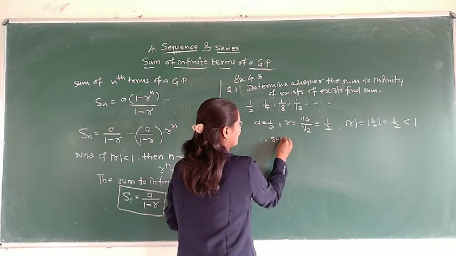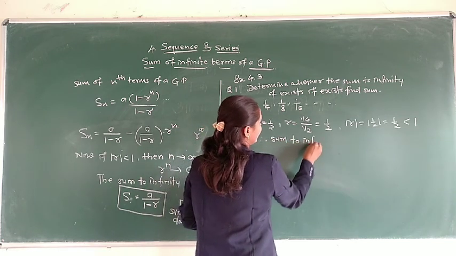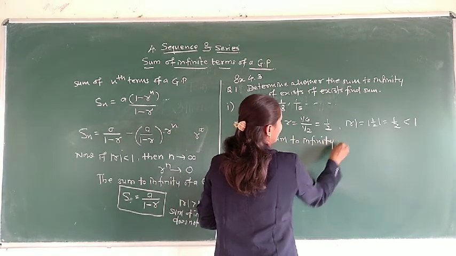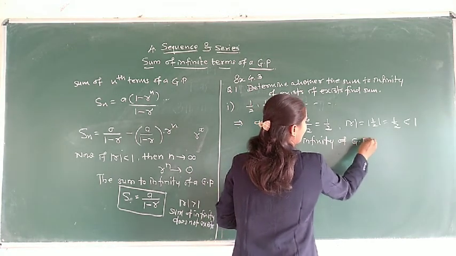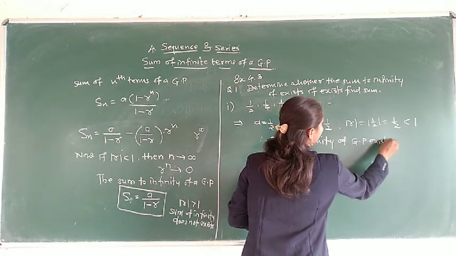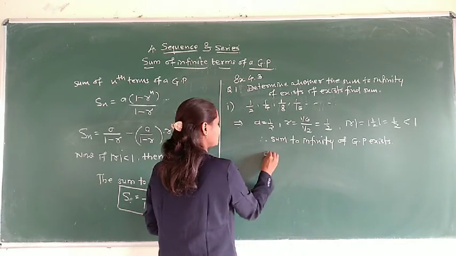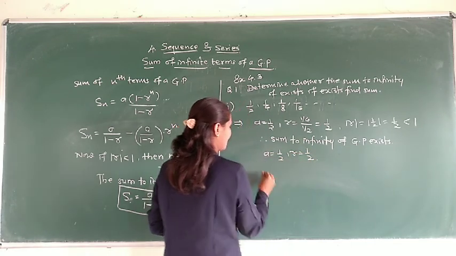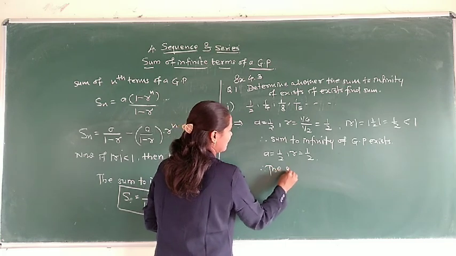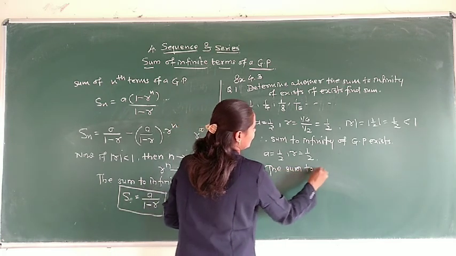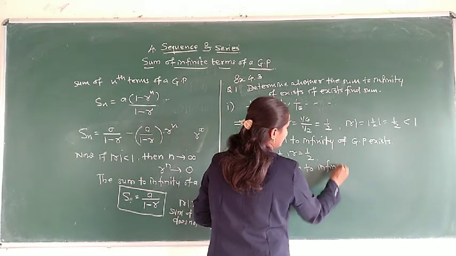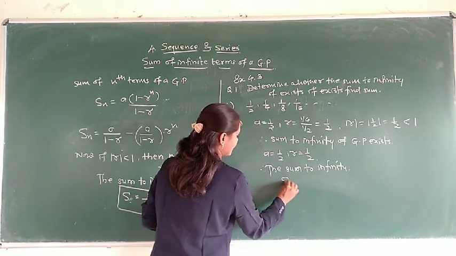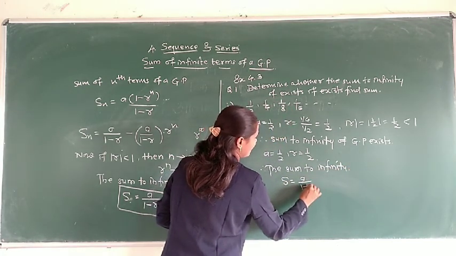Therefore sum to infinity of GP exists. If A is half and R is equal to 1 half, therefore we use the formula for the sum to infinity.